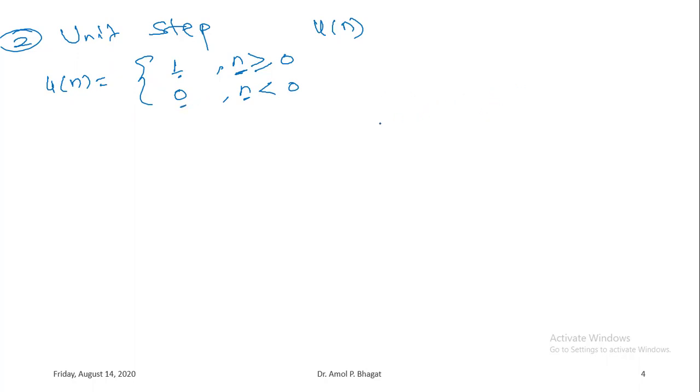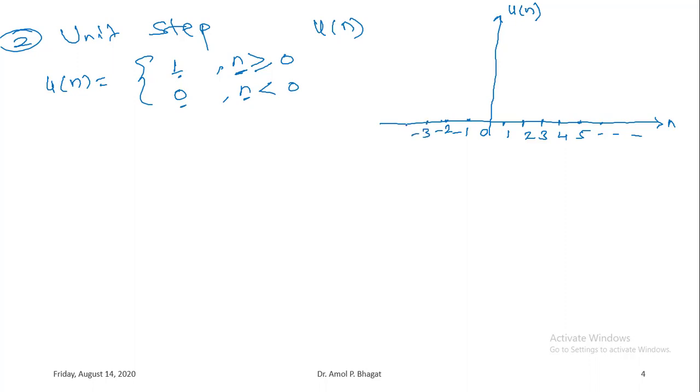So graphically I can represent this u of n, that is unit step signal, as, again, on x-axis I can take discrete time, that is small n. On y-axis I can take u of n, time as 0, 1, 2, 3, 4, 5, and so on. Similarly, -1, -2, -3, -4, -5, and so on.